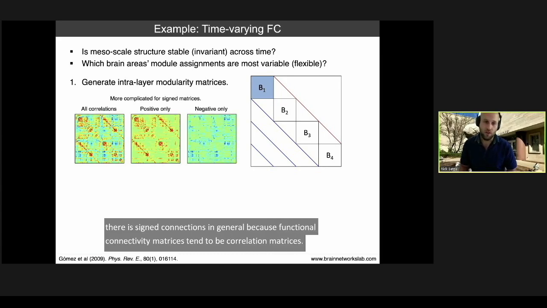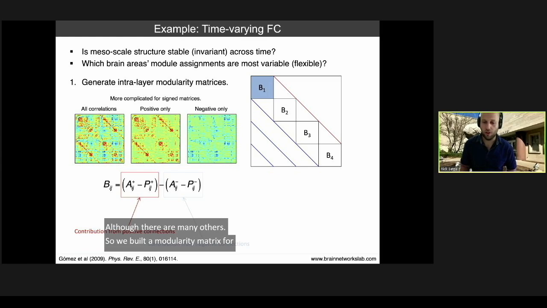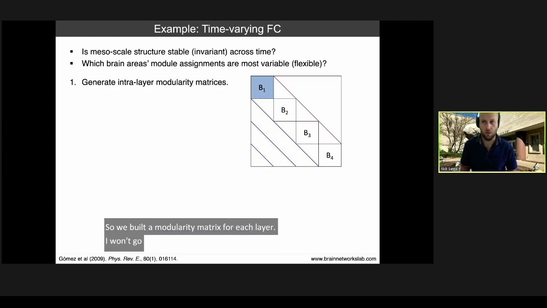So we have to, in some way, take into account the positive and negative connections separately. And you'll see a reference in the bottom here to Gomez et al., which illustrates at least one very nice strategy for doing this, although there are many others. So we build a modularity matrix for each layer. Again, I won't go into details about how to build those modularity matrices.